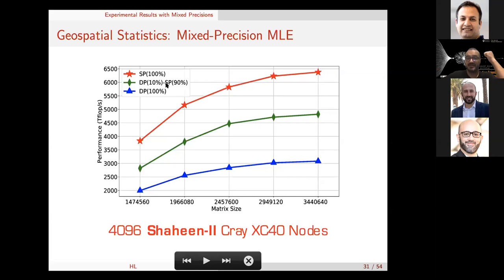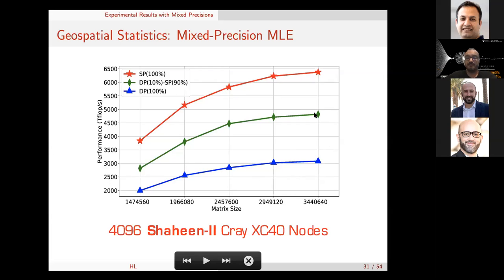By doing that, we are able to satisfy the accuracy requirement of the application, and we are also getting around 5 petaflops on the system, okay? While before we were only able to get 3, because we had to run in double precision. But if you do mixed precision, you are able to get the accuracy required by the application while still performing mixed precision computation.